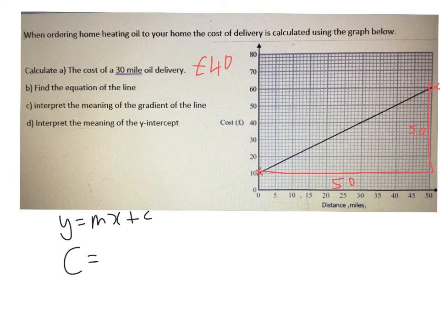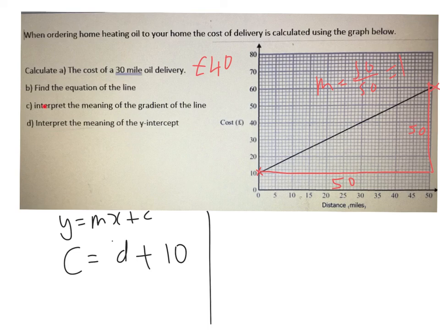So the gradient is 50 over 50, which is 1. So the m is 1. X is miles, distance, so I'm going to call that d. Now, there's no point in me writing 1d, just d is fine. And then c is the y-intercept, so it crosses the y-axis at 10. So the equation of that line is c equals d plus 10.